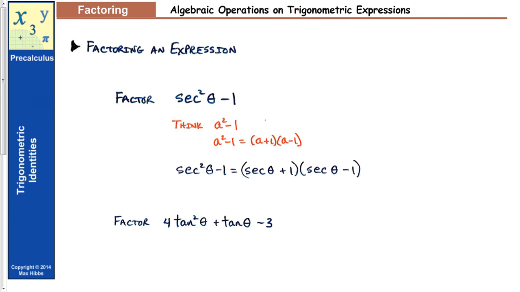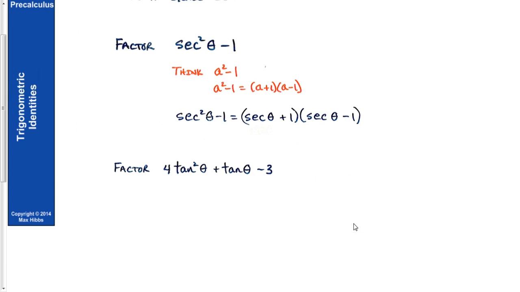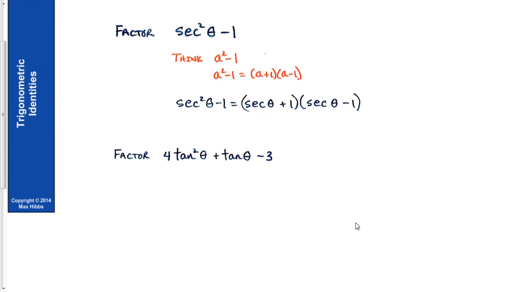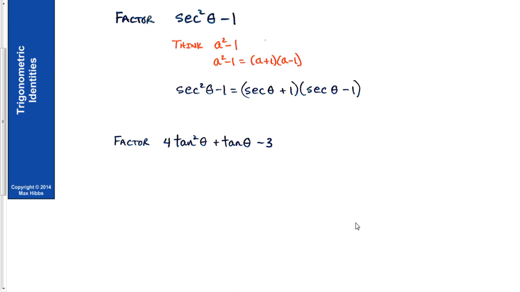The above, we could factor secant squared theta minus 1 as secant of theta plus 1 times secant of theta minus 1. And it's just that thought process that's very important to us here. On this next example, you see we're to factor 4 tangent squared theta plus tangent theta minus 3. And we refer to this as being of quadratic form, is what we call it.